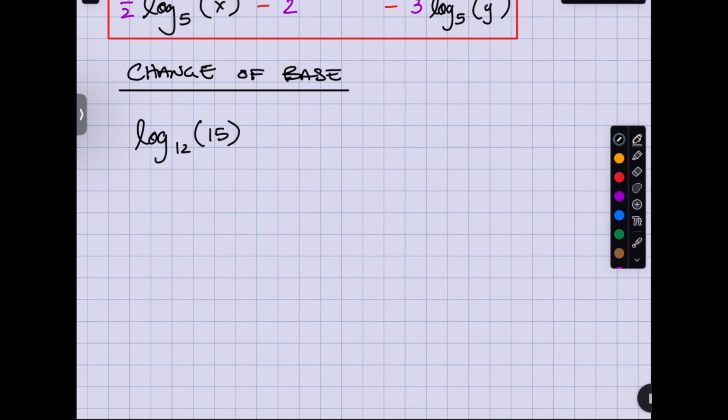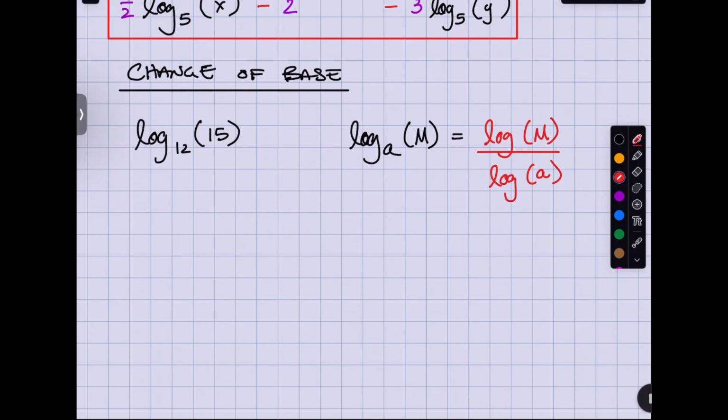So the change of base states that log base A of m is either equal to the log of m divided by the log of A, or the ln of m over the ln of A. So you can use common log or natural log. They both will work. Both of those will give you the same answer.